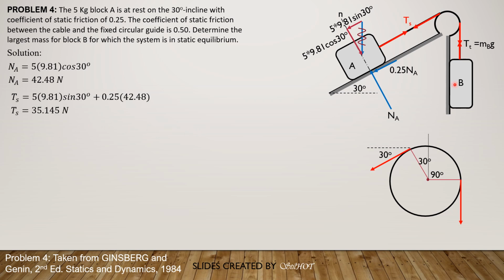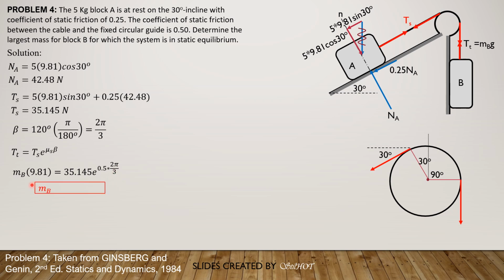Then the relationship between tight tension and slack tension is tight tension equals slack tension times e to the mu beta. Beta is 120 times pi over 180 degrees, so it is 2 pi over 3 radians. Then T tight is T slack e to the mu s beta. Substitute: the T tight is mB times g, 9.81, equals 35.145 e to the 0.5 of 2/3 pi. So solving for mB, it is 10.21 kilograms.